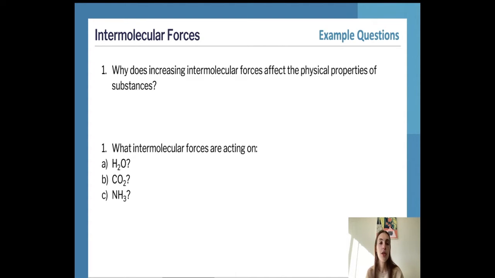We're now going to do some example questions. Again, like we did before, I'll leave you guys a few minutes to try these on your own, and then we'll go through the answers together. Our first question is, why does increasing intermolecular forces affect the physical properties of substances? And our second question is, what are the intermolecular forces that are acting on H2O, CO2, and NH3? I'll give you 2 minutes to try those questions on your own, and then we'll talk these through together.